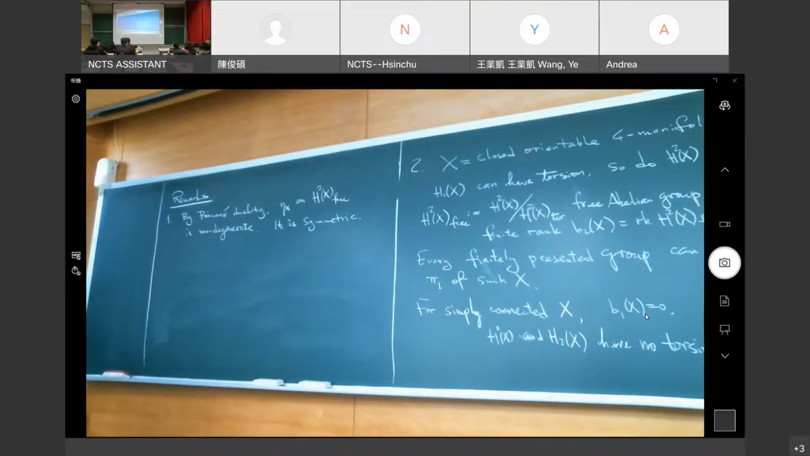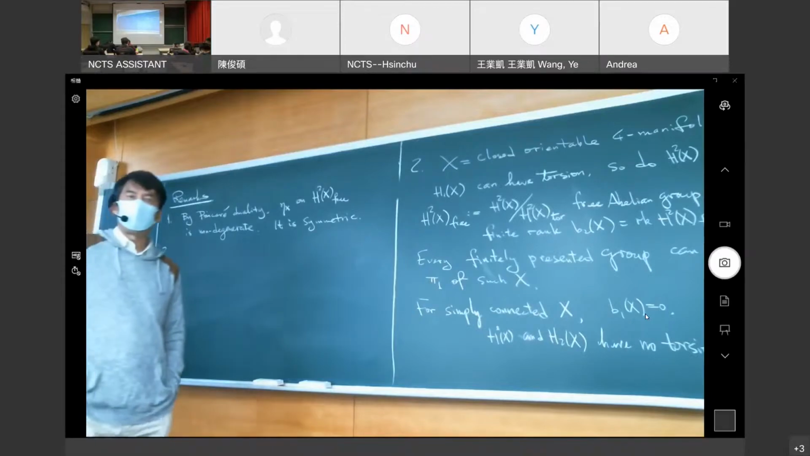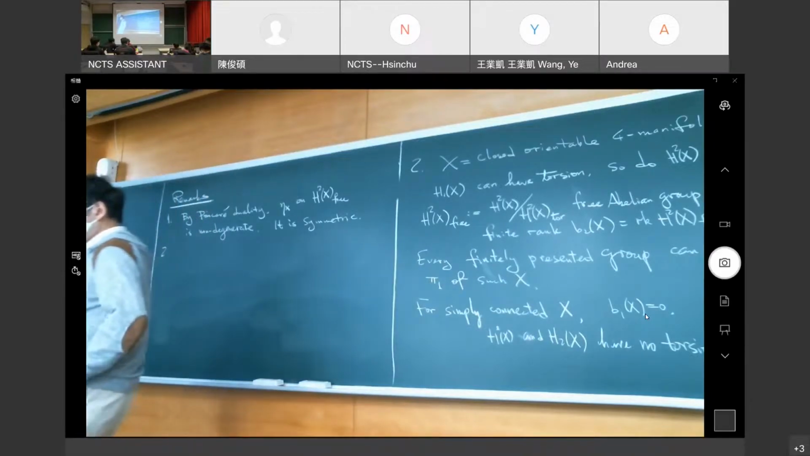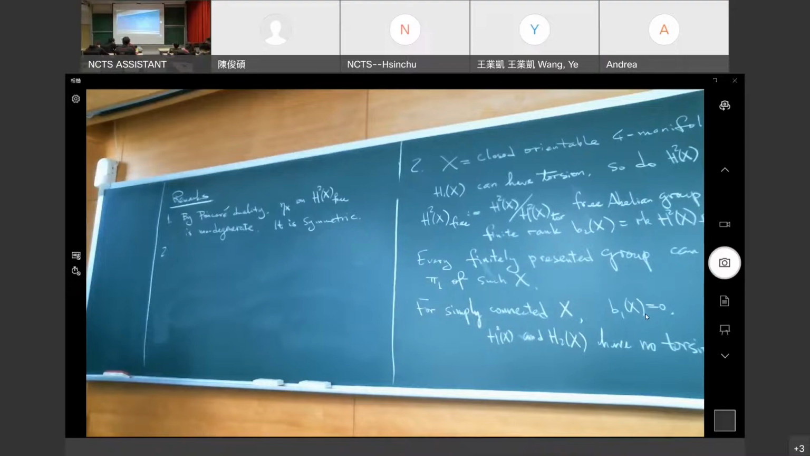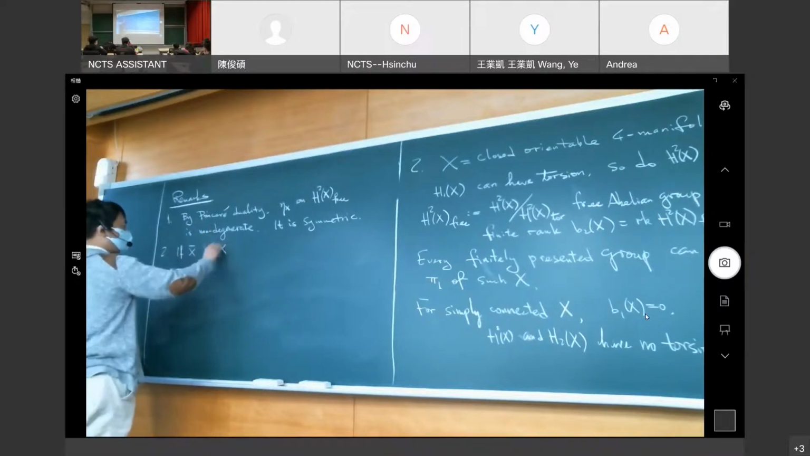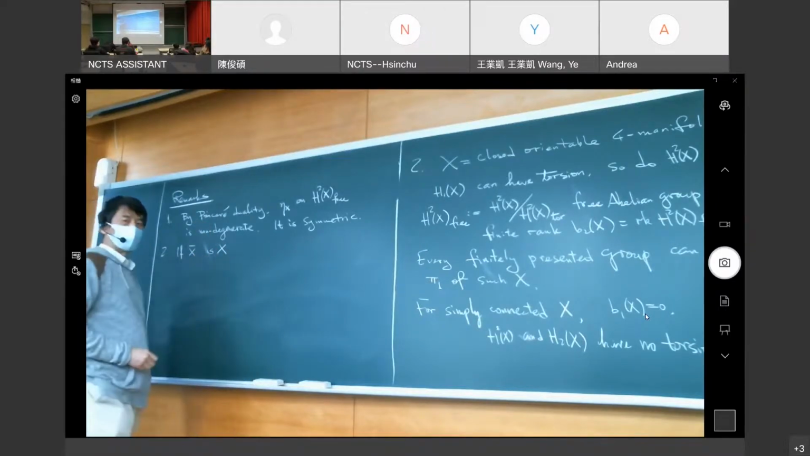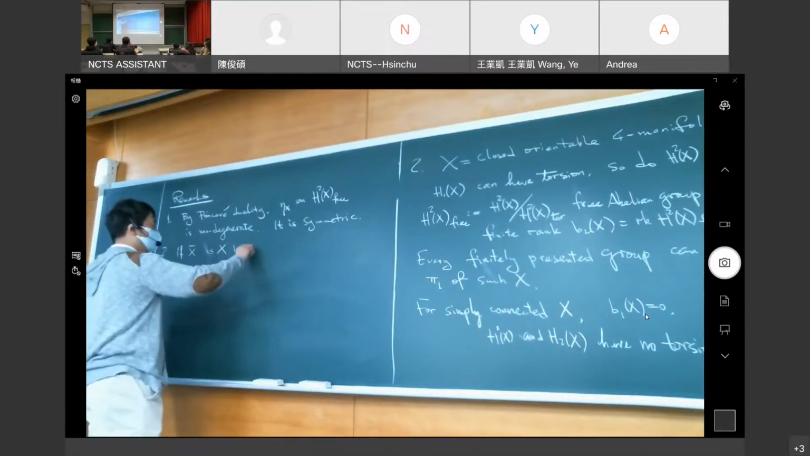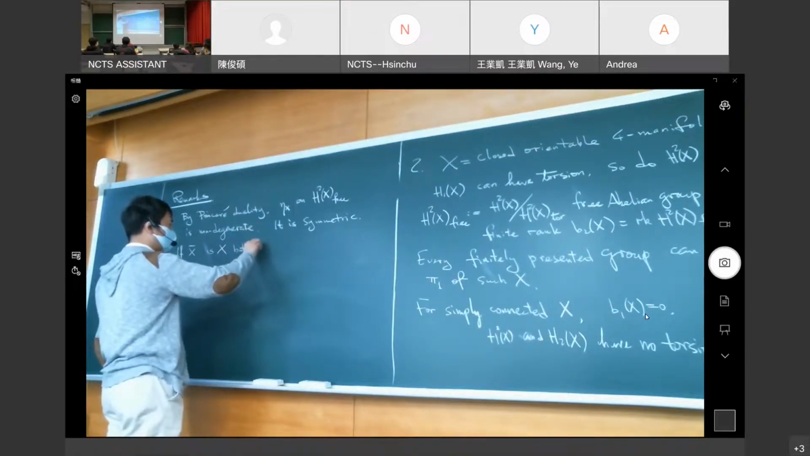Now, the second remark would be something about how intersection forms are related when we look at new four-manifolds constructed from the old ones. So if X bar is the same manifold as X, but with the opposite orientation.